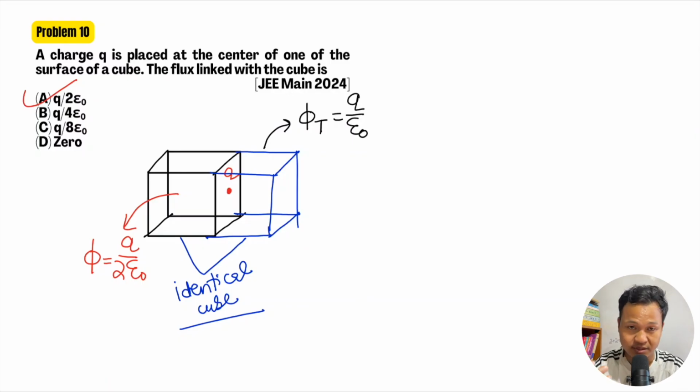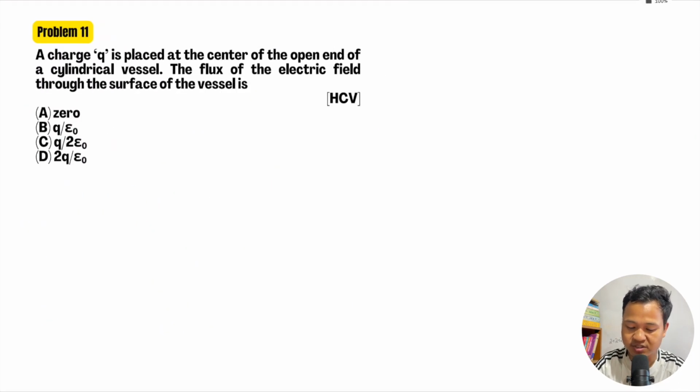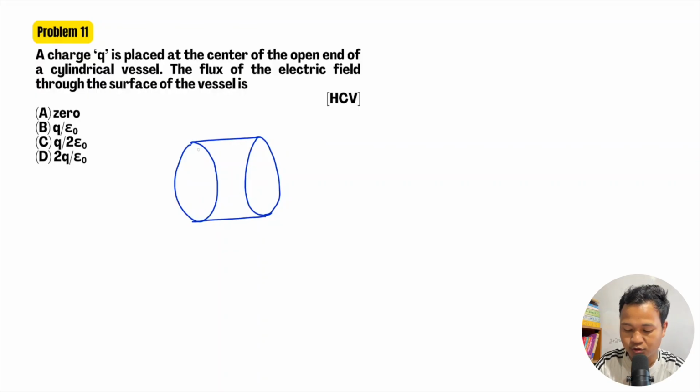So next question, you see. A charge Q is placed at the center of the open end of a cylindrical vessel. So your cylinder is like this. This side is closed and this side is open. So here you have a charge Q. They are asking what is the flux due to this charge through the surface of the vessel.